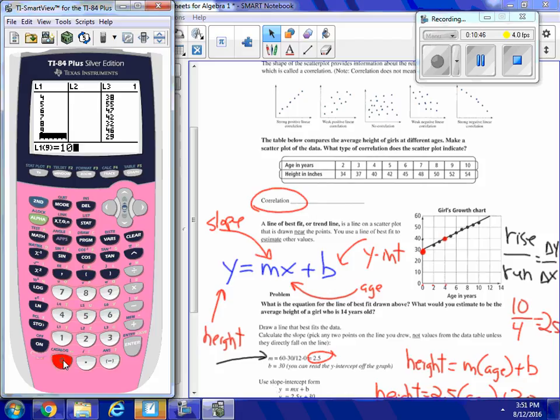Very convenient, had all these nice ages that are integers from one another. Now the height: 34, 37, 40, 42, 45, 48, 50, 52, and 54. Now, if you're watching, you probably saw that instead of doing 52, I made a mistake, and I typed in 62.